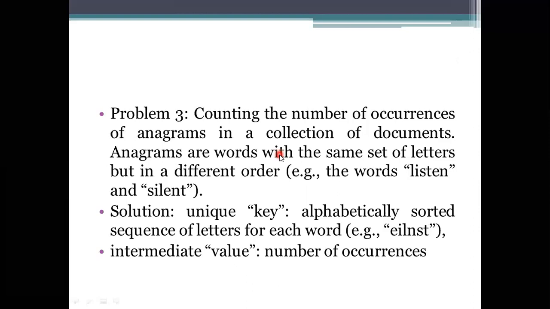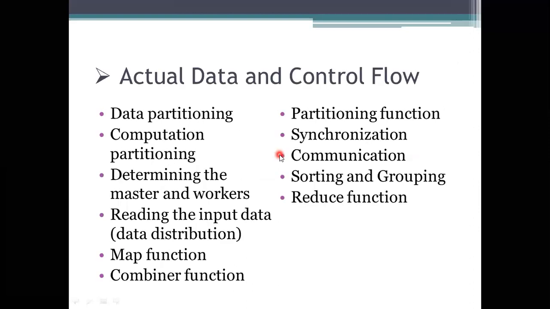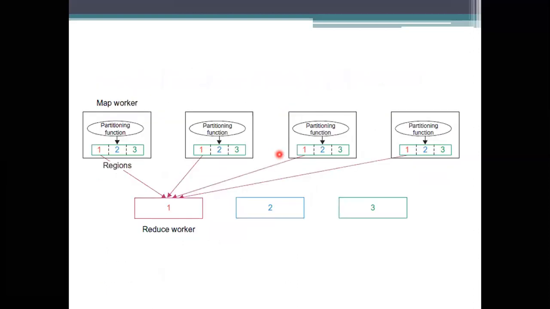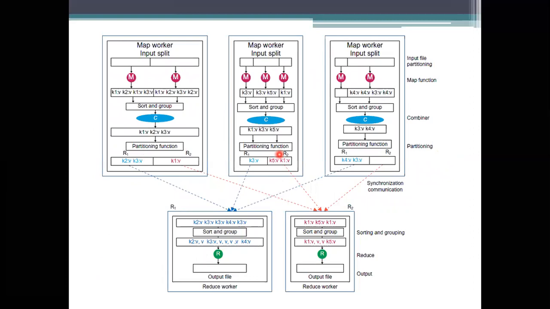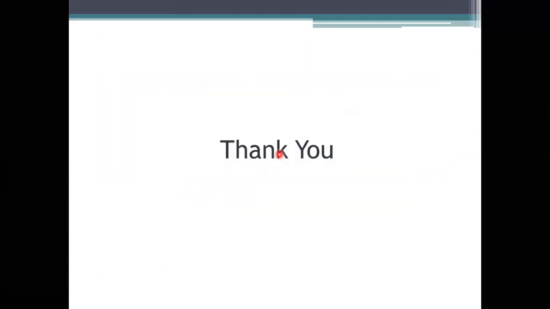And coming to the next presentation, that is the actual data and control flow. Tomorrow we will see the actual data and control flow representations, meaning what steps we follow for processing, and how these things happen in a diagrammatic way: how we are going to use the partitioning functions and the map functions, and how we are going to sort and group. Thank you. Tomorrow we will consider different examples. We will see how mapping and reducing will work on different programs or different examples.